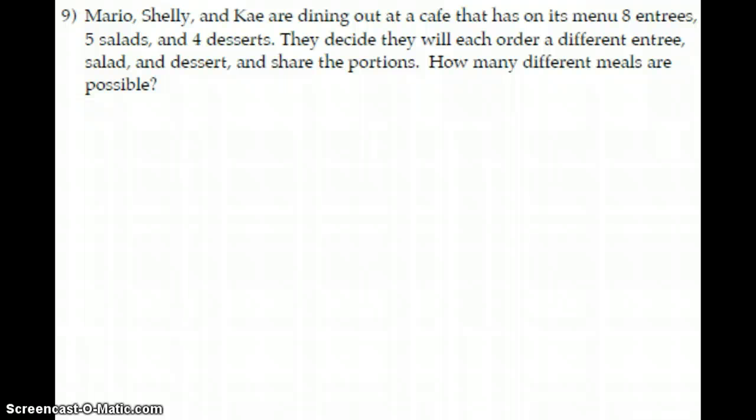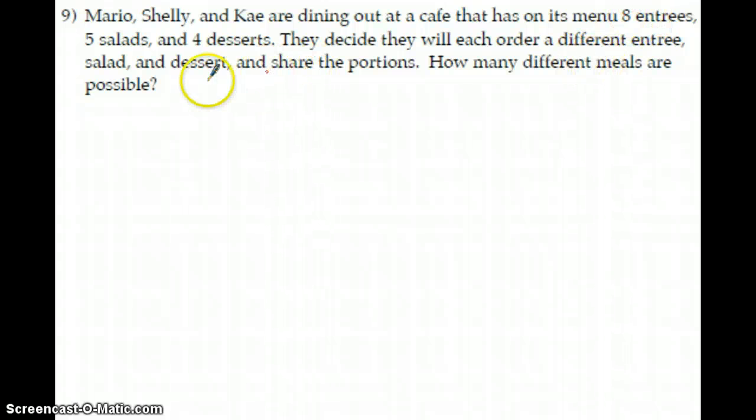Okay, this is another combination question, but it's quite a bit different. Dining out, a cafe has on its menu 8 entrees, 5 salads, and 4 desserts. They decide they will each order a different entree, salad, and dessert. Then they're going to be nice and share everything. So in the end, they will all get the same meal, whatever they do. It doesn't matter who got which one here.